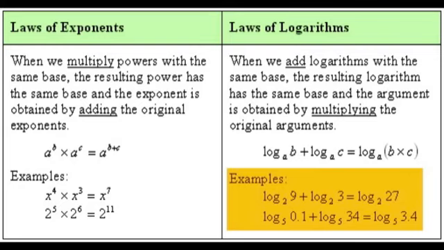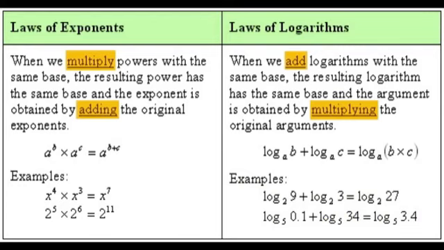So if you are taking log base 2 of 9 and adding log base 2 of 3 to it, you can do that addition because the logs have the same base of 2, and what you end up with is log base 2 of 27, where 27 is the product of 9 and 3. Similarly, log base 5 of 0.1 plus log base 5 of 34 is going to give us log base 5 of 3.4, where 3.4 is the product of 0.1 and 34.